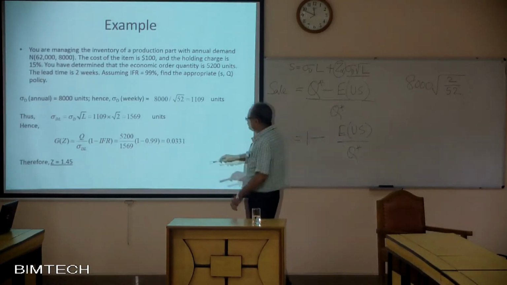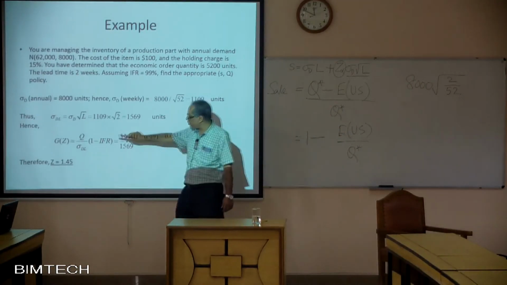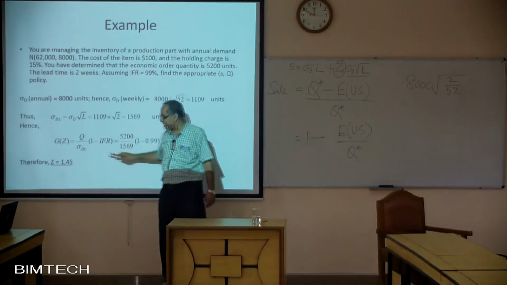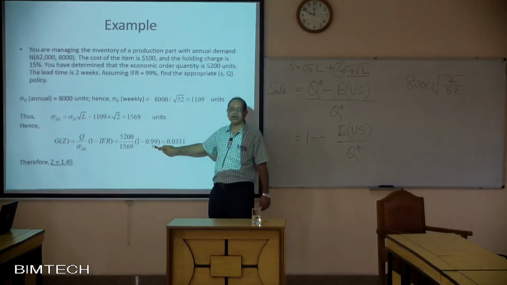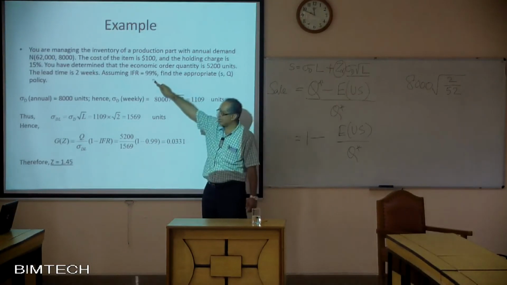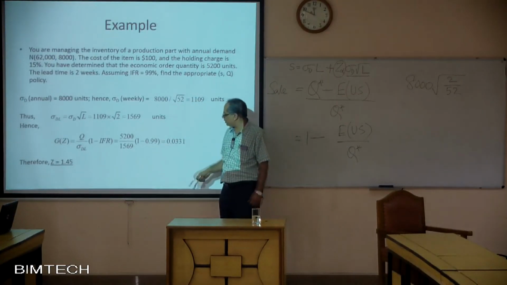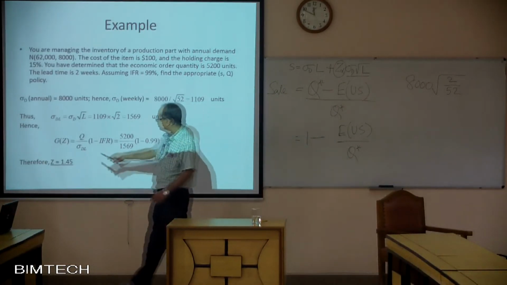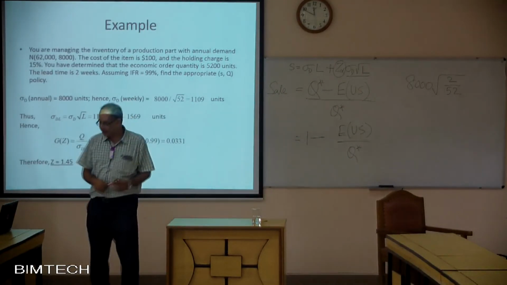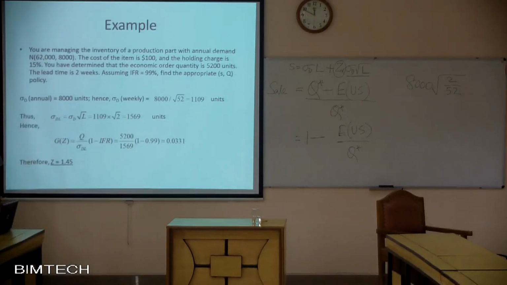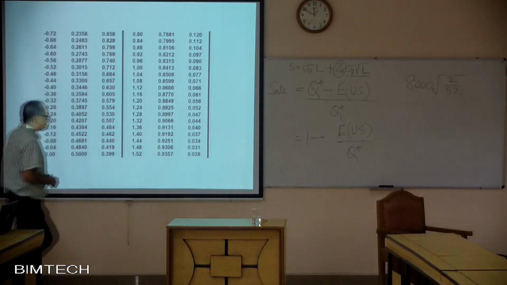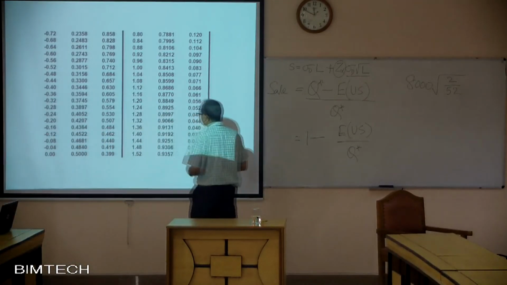Okay, so 5,200 is the value of Q. 1,569 is what we calculated as sigma DL. 1 minus 0.99, because 0.99 is the IFR, we get a value of 0.0331. That is the value of GZ. Okay, so we have been able to calculate GZ, 0.0331. Let me show you the corresponding table here.